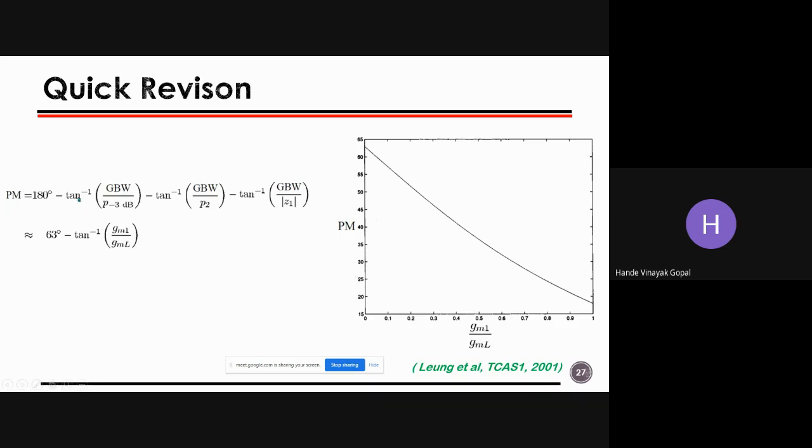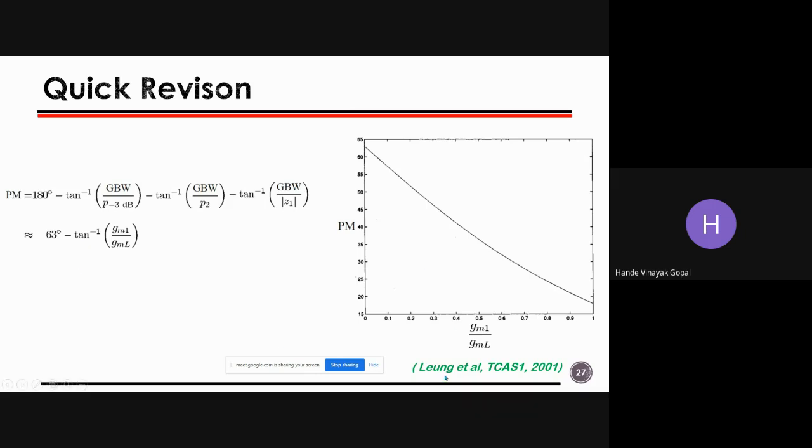So 180 degree minus 90 degree minus tan inverse of GBW divided by P2 is nothing but half, as I said, because your P2 should be double the frequency of GBW. So this will give around 27 degree, right? So 180 degree minus 90 degree minus 27 degree will come as 63 degree. Then the phase margin is nothing but 63 degree minus tan inverse of GM1 by GML. And from here you can figure out what the value of GM1 and GML required is, right?